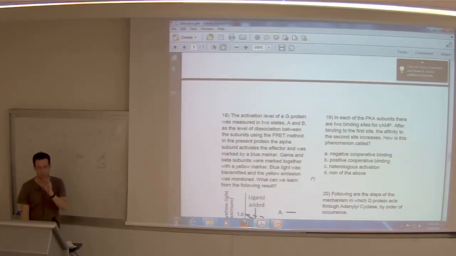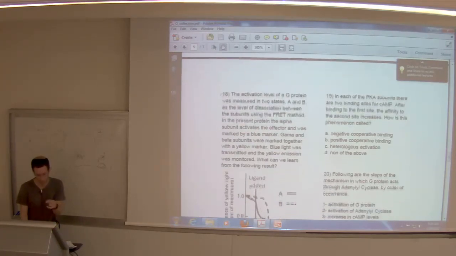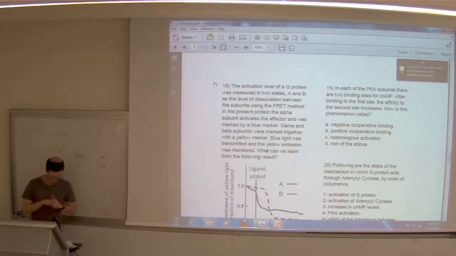Okay, who's now? Enrica? 18. The activation level of a G protein was measured in two states, A and B, at the level of dissociation between the subunits using the FRET method. In the present protein, the alpha subunit activates the effector and was marked by a blue marker. Gamma and beta subunits were marked together with a yellow marker. Blue light was transmitted as the yellow emission was monitored. What can we learn from the following results?